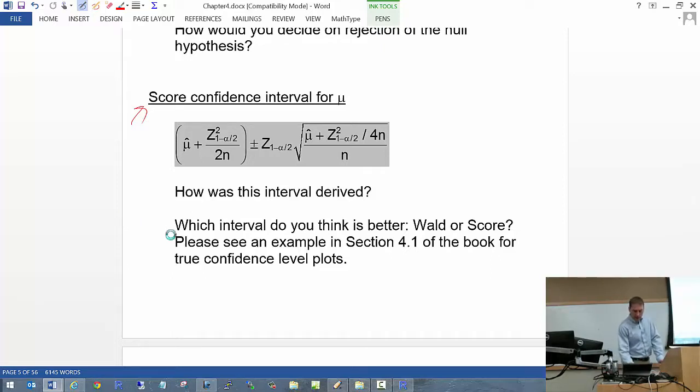Now, unlike section 1.1, since we took a lot of time doing that, I'm not going to show you true confidence level plots here, but they are in the book. Take a look at those. Similar to what we saw from section 1.1, the same thing happens here.